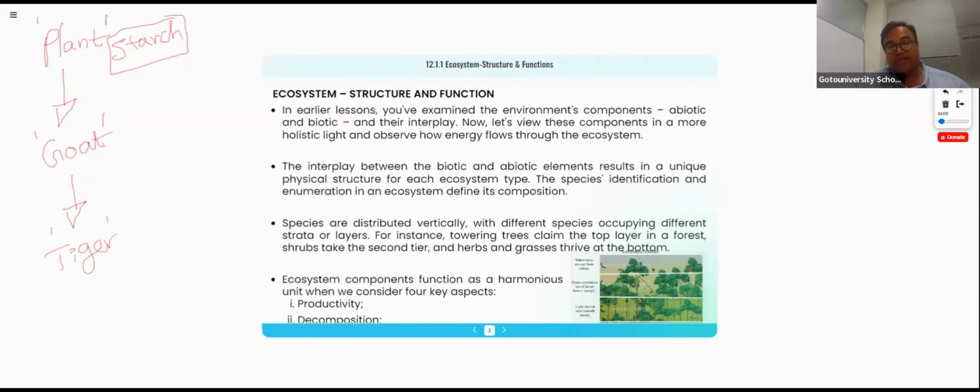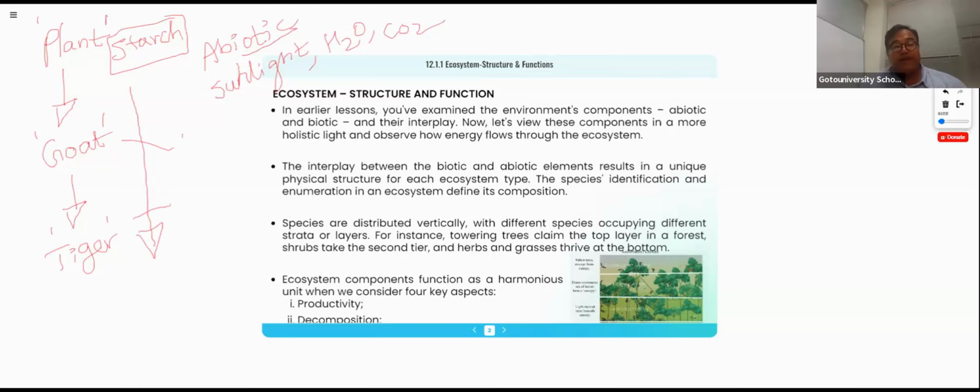So this is one of the classic ecosystems, which explains how the starch is synthesized by the plant by using abiotic components. Sunlight is abiotic. Light is not a living structure, right? So sunlight is a very good example of an abiotic structure. Water is an abiotic structure. Carbon dioxide is an abiotic structure. So by using abiotic structures, the plant makes starch. By using biotic structures, the goat makes its body. What do you mean by biotic structure? Plant is a biotic structure. Tiger is a biotic structure.